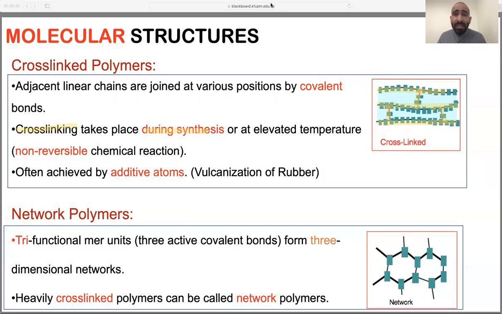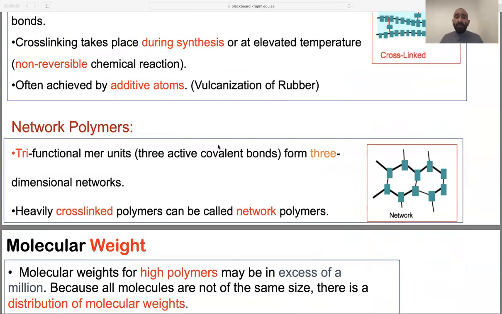But finally, here you get what's called the network polymer. If you remember, we said that there are some trifunctional mer units, as I showed you earlier in the table. So you have three active covalent bonds that form a three-dimensional network. So you can see that the final microstructure will not be linear. However, it's going to be a network structure. Okay, so they are heavily cross-linked polymers, and they are called network polymers.